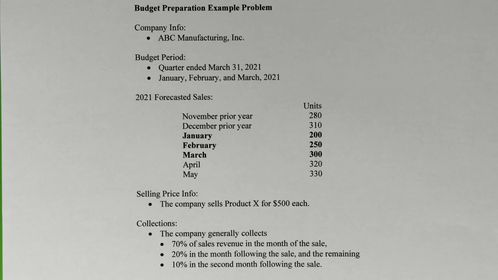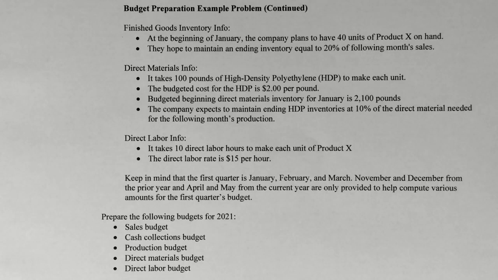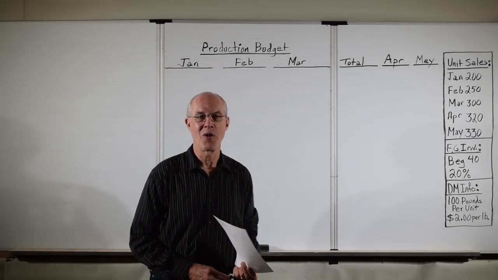It's probably a good idea to take a screenshot of this page so that you can have it for reference as you watch the video. This is page 1, and this is page 2. This page includes a lot of the information we're going to use today, such as information about the finished goods inventory, about the direct material inventory, and about direct labor. So again, it's probably a good idea to take a screenshot of these two pages, then print them out so you'll have them available as you view the video. So now let's go ahead and get started with these budgets.